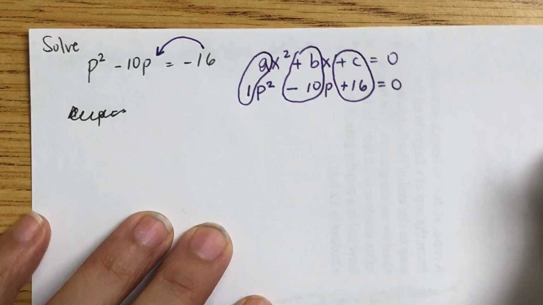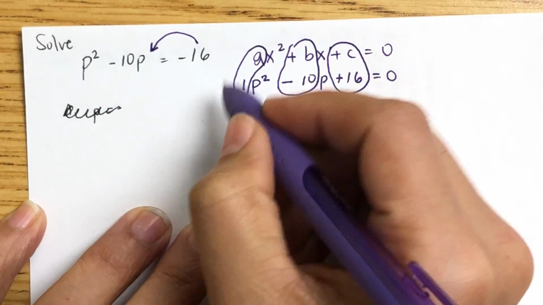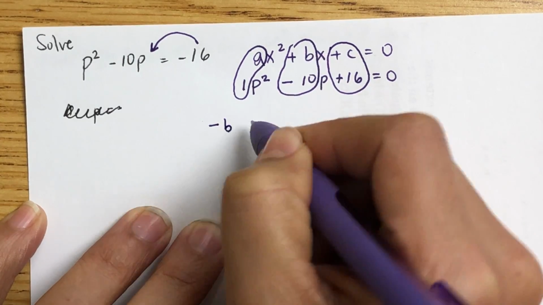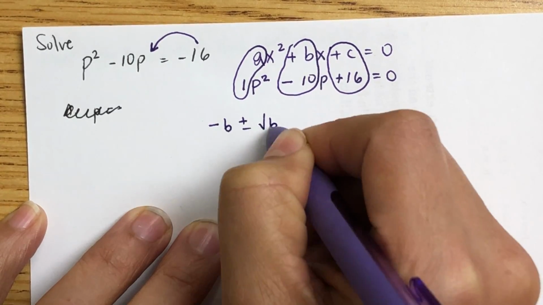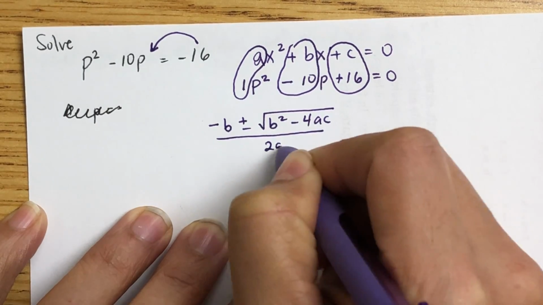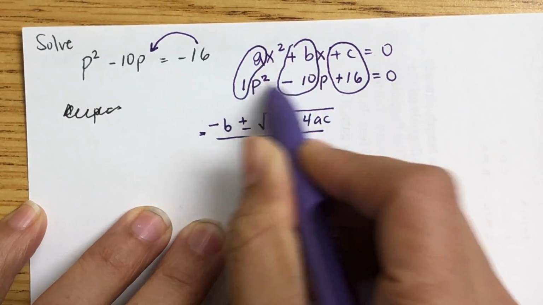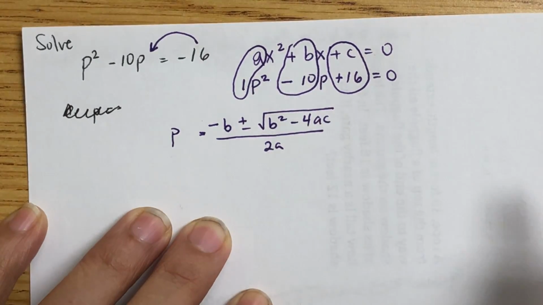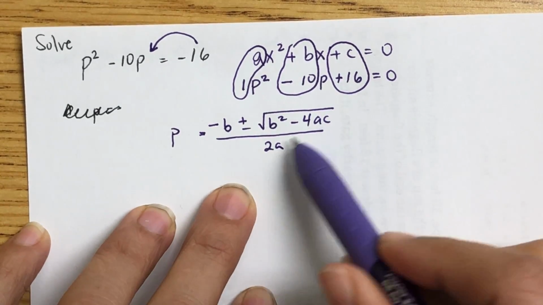And you're plugging it into the formula that you know. So I'm just going to write the formula, which is minus b plus or minus the square root of b squared minus 4ac all over 2a. So this is what x is equal to, or in this case, what p is equal to. Okay, after that, you just put things in the calculator.